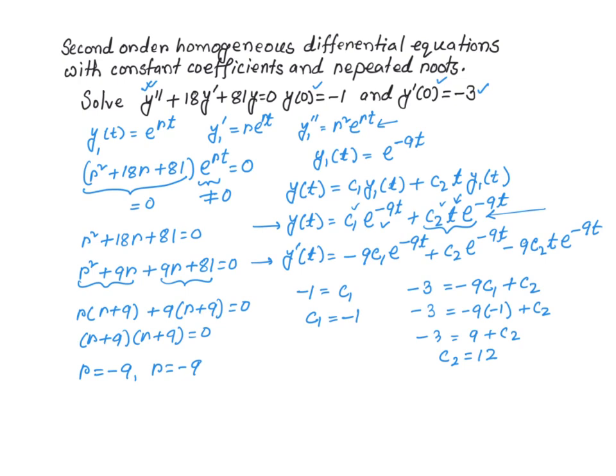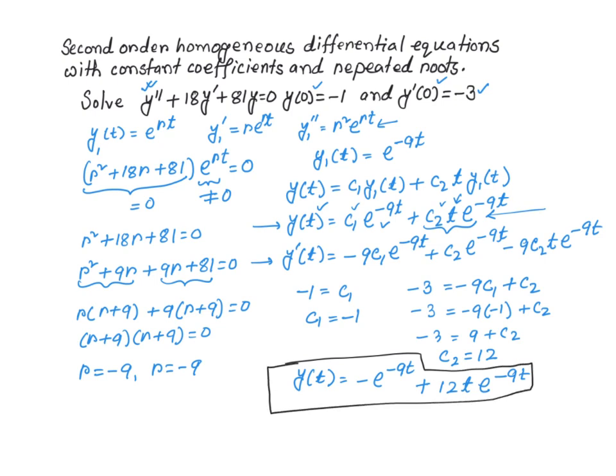So I could just go ahead and take these values and plug them into this equation. That's going to give me y of t is equal to c1 is negative 1, so negative e to the power negative 9t, and c2 is 12, so plus 12 times t times e to the power negative 9t. So your final answer should be this. This is your solution to this differential equation.